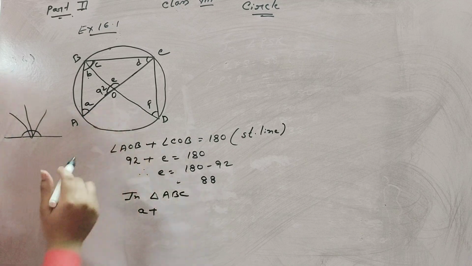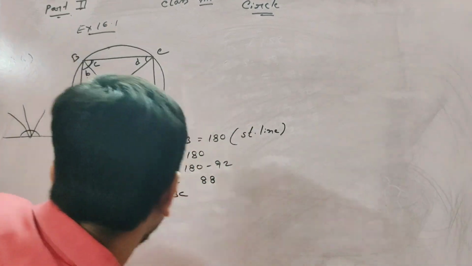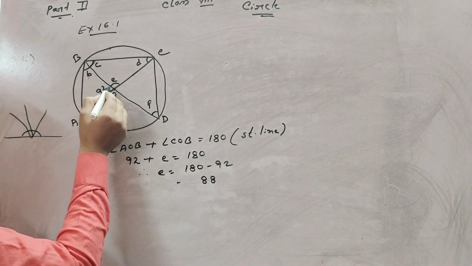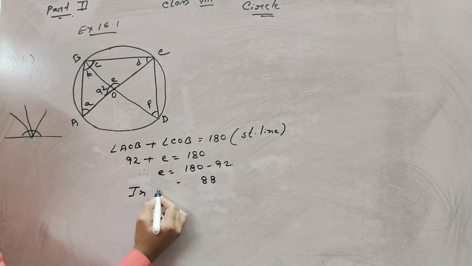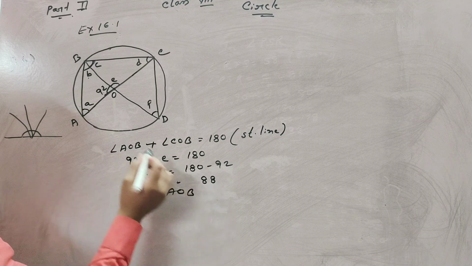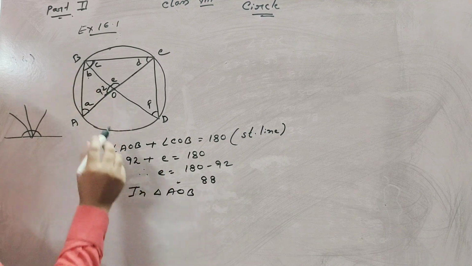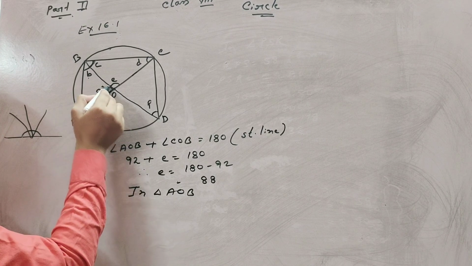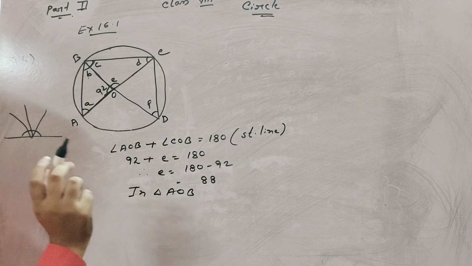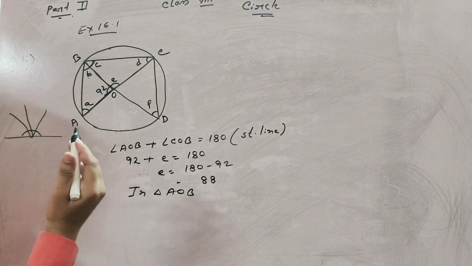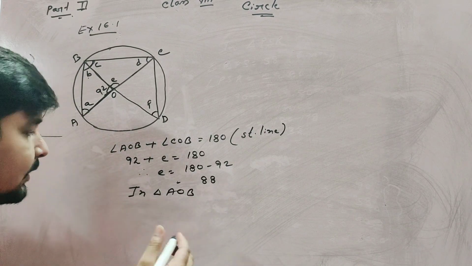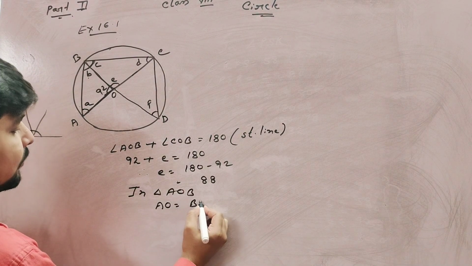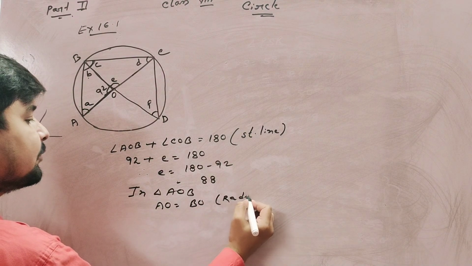Or the shortcut method for that is, you see, in triangle AOB, O is the center, and we know that the length of OA and the length of OB are equal, because they are the radius of the circle, and we know that radii are equal. So OA and OB are radii of the circle, that's why both are equal.